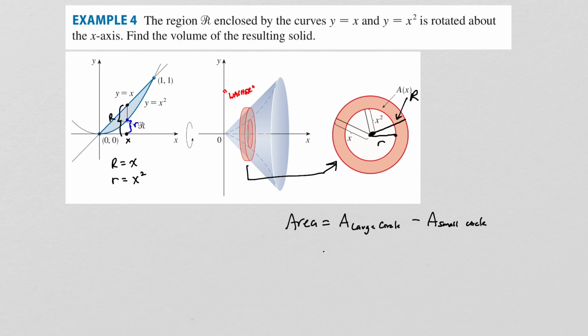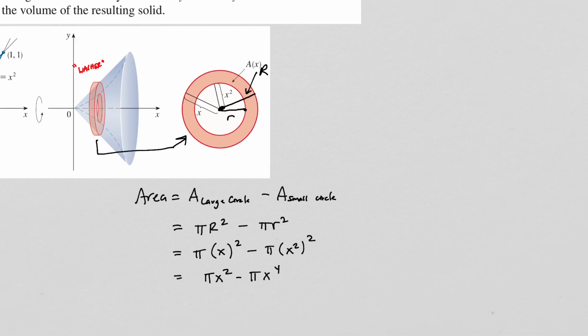So your area of the large circle is going to be pi times big R squared minus the area of the small circle, which is pi times little r squared. And now we know big R is x and little r is x squared. And so what we get is pi x squared minus pi x to the 4th. And that is the cross-sectional area of this washer.